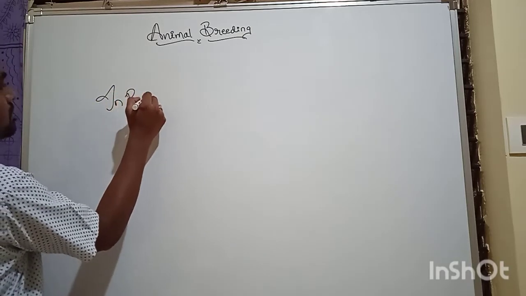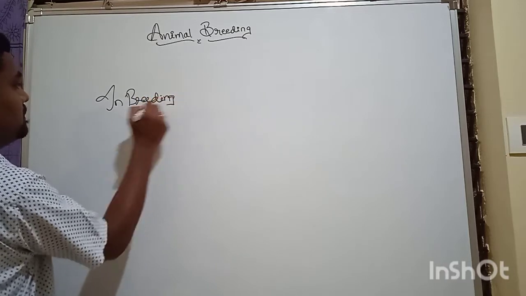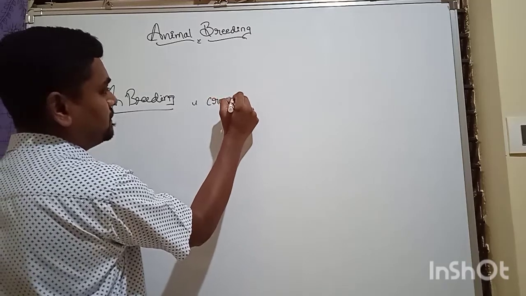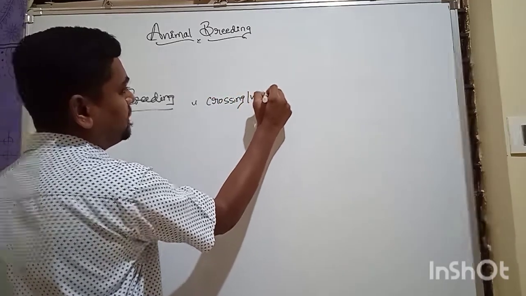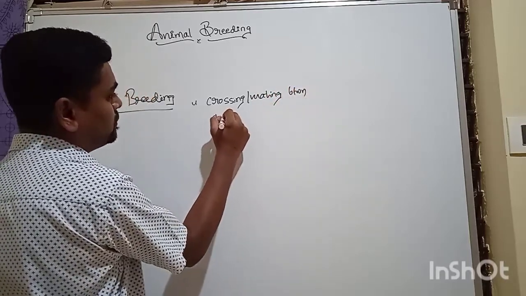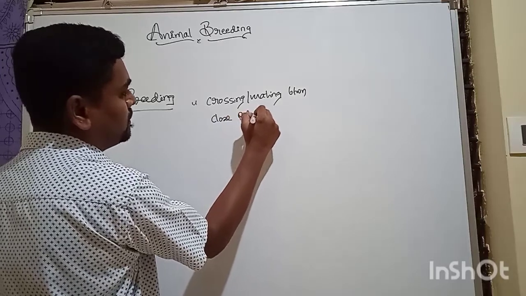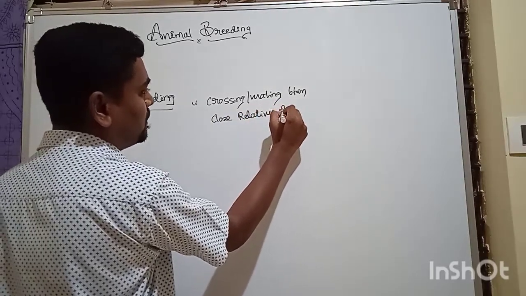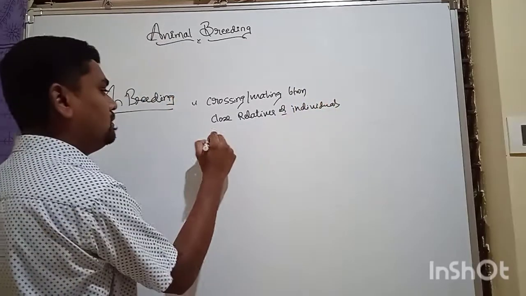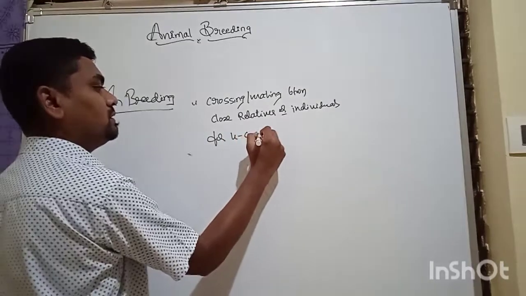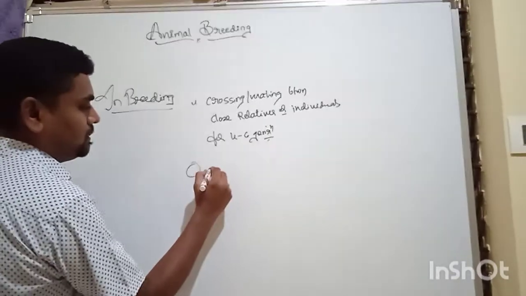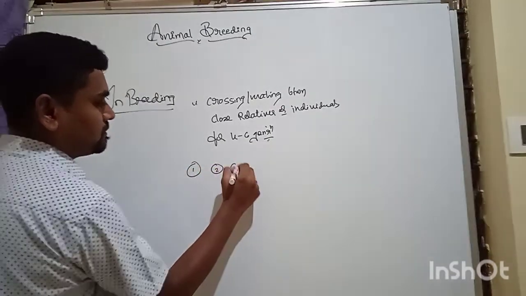Inbreeding. Crossing means mating. Crossing is nothing but mating. Mating what? Between close relatives or individuals for 4 to 6 generations. Assume first we will take 6.